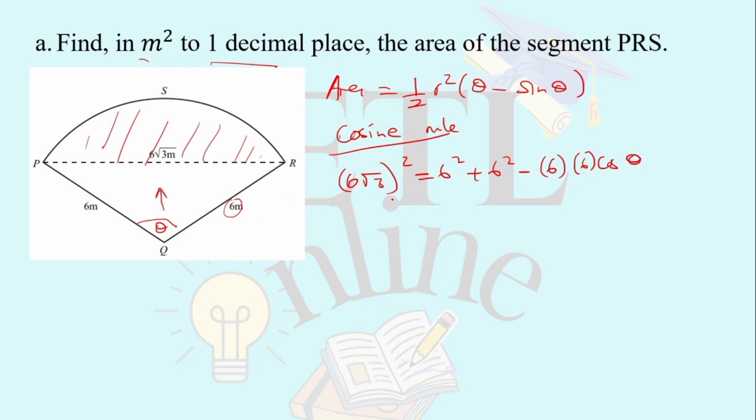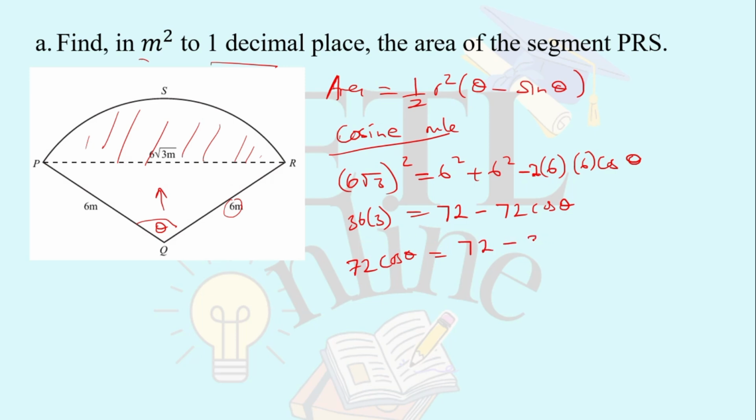Now you just have to put 2 here. I forgot 2. It becomes 2 times this one. So here our answer becomes 36 times 3, and here it becomes 36 plus 36, which is 72. Then 6 times 6, 36 times 2, is 72 cos theta. So we take this and put it on this side. It becomes 72 cos theta equals 72 minus 36 times 3.